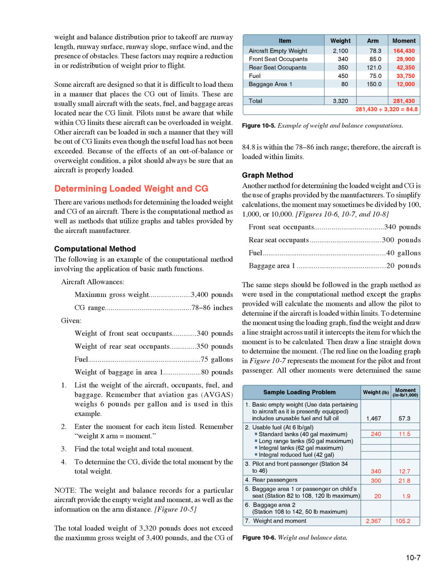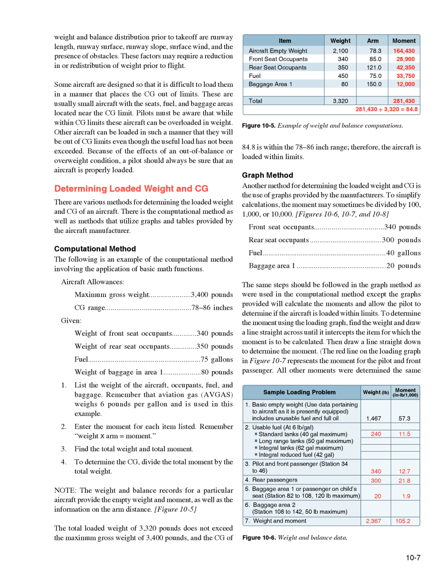2. Enter the moment for each item listed. Remember, weight times arm equals moment. 3. Find the total weight and total moment. 4. To determine the CG, divide the total moment by the total weight. Note, the weight and balance records for a particular aircraft provide the empty weight and moment, as well as the information on the arm distance. Figure 10.5. The total loaded weight of 3,320 pounds does not exceed the maximum gross weight of 3,400 pounds, and the CG of 84.8 is within the 78 to 86 inch range, therefore, the aircraft is loaded within limits.